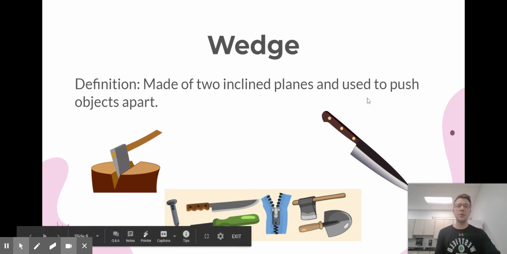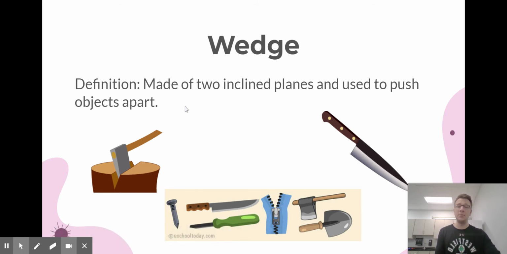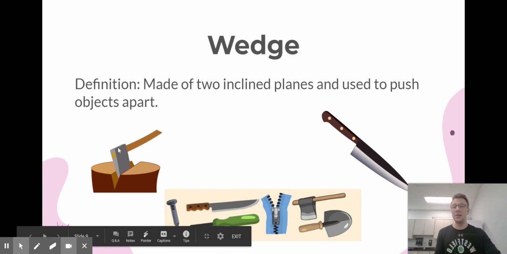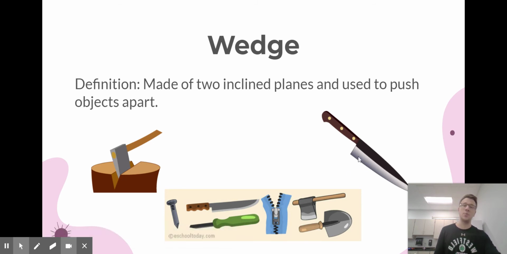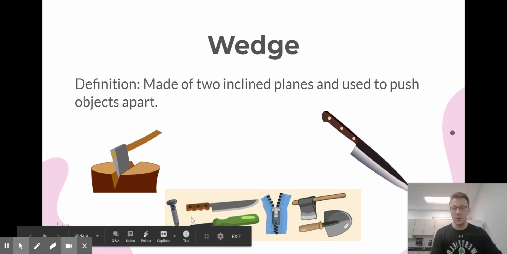Okay, wedges. So wedges have two inclined planes, and things like knives and axes would be considered wedges, right? They have an inclined plane on either side here, so it creates that sharp edge. But there's other things too, like you see a lot of tools down here. The nail, the beginning of the nail here, the point of the nail is another example.